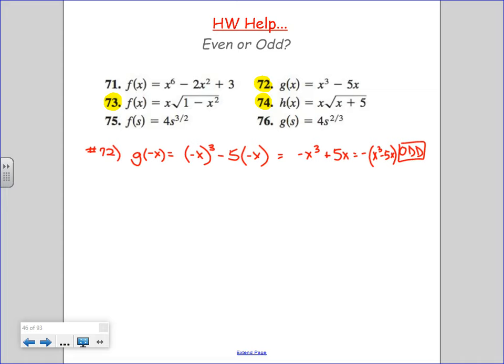Okay. Entirely opposite, odd. Any questions on 72? Questions on simplifying? Why did the negative stay after cubing? Yeah, it's an odd number, right? So two of them make a positive, but then you have another one that's going to multiply into it.